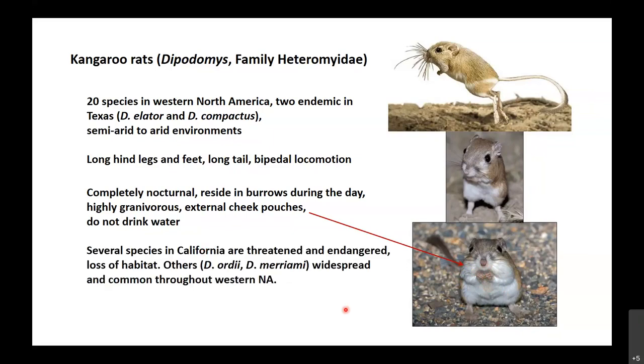So there are several species in California that have very small geographic ranges. They're highly endemic. They're also threatened and endangered, primarily due to loss of habitat, conversion of habitat. There are others like Dipodomys ordii and merriami that are very widespread and common and occur over a fairly large portion of Western North America. These two species are also present within parts of Texas.